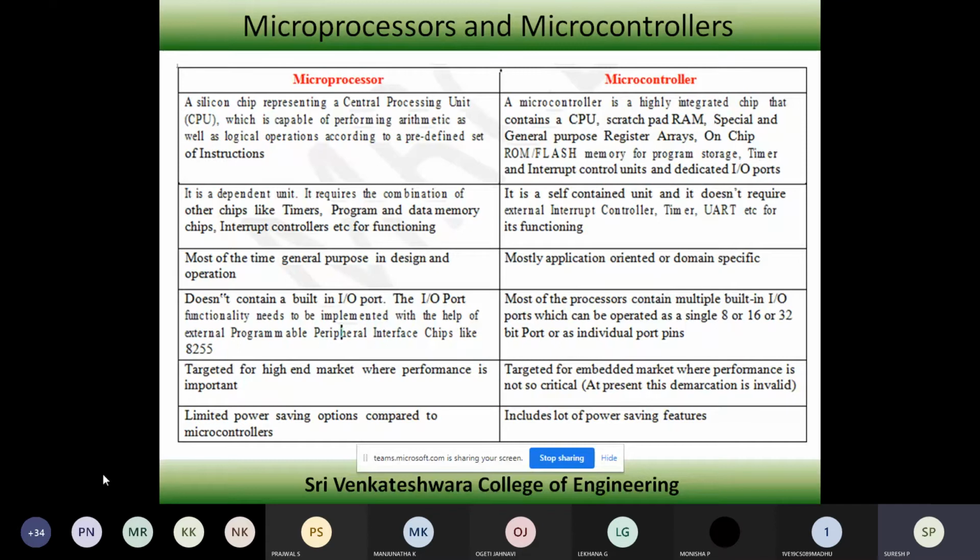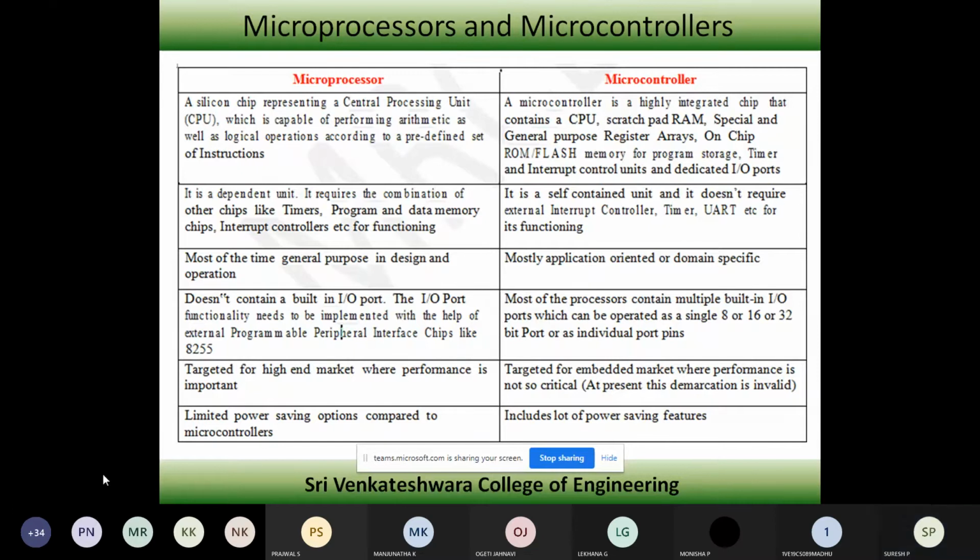Whereas in your microcontroller, what will happen? Inside a single chip itself, the microcontroller is a highly integrated chip that contains the CPU, scratchpad RAM, and special and general purpose registers. On-chip ROM or flash memory for program storage will be there, and timer and interrupt control units and dedicated IO ports will be there. It is a self-contained unit and does not require any external interrupt controller, timer or UART, etc.